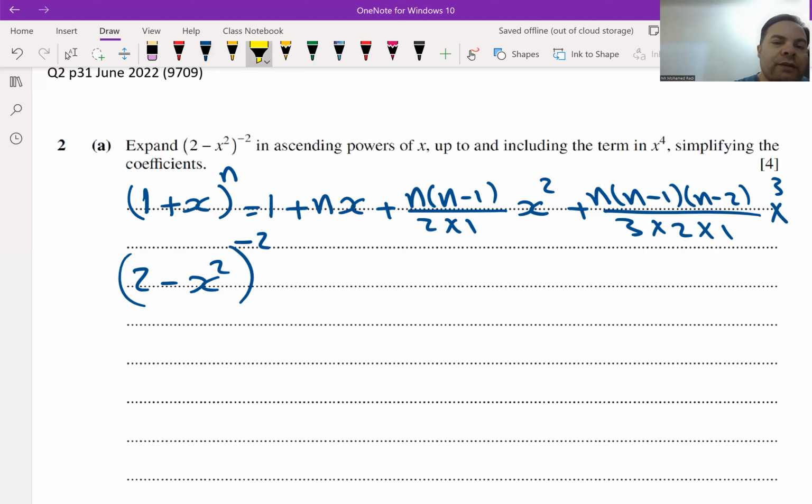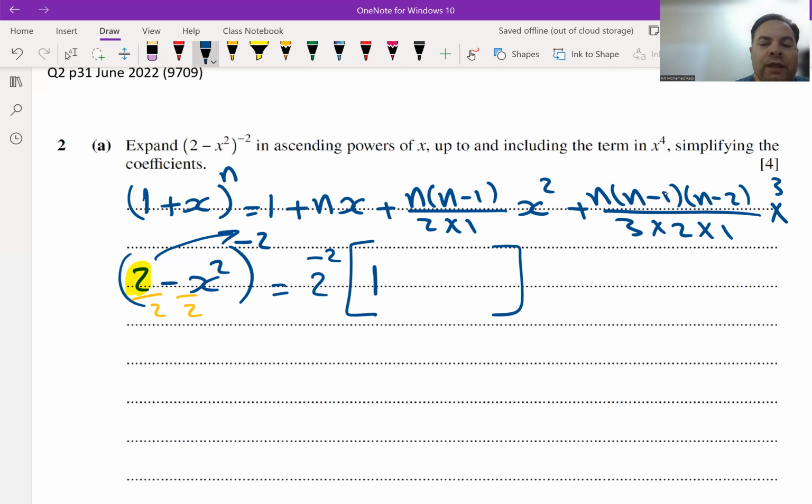The first term is not 1, so you have to take 2 outside as a common factor. If you take 2 outside, its power is negative 2, don't forget. Taking 2 outside means we divided both terms by 2. So when you divide by 2, the first term will be 1, then x squared divided by 2 will be 1 over 2 x to the power of 2.